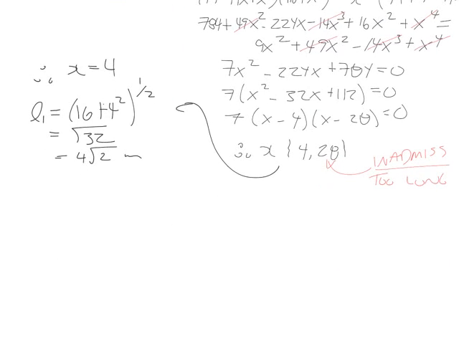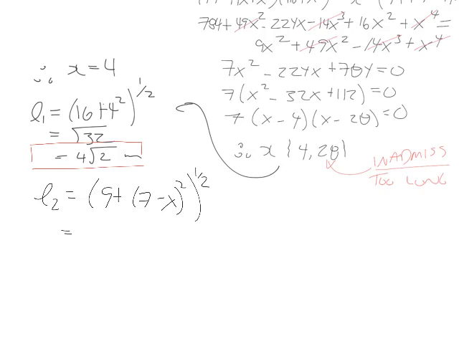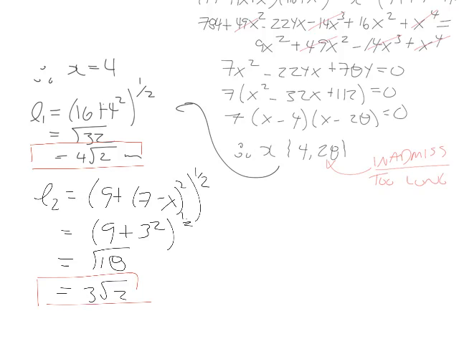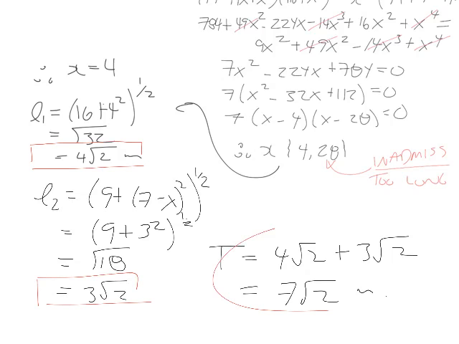Then we do the same for L2. The formula for L2 was (9 plus (7 minus x) squared) to the 1/2, which becomes (9 plus 3 squared) to the 1/2, which means we have root 18, which is 3 root 2. So the total length is 4 root 2 plus 3 root 2, which gives us 7 root 2 meters. All right, so there we go.